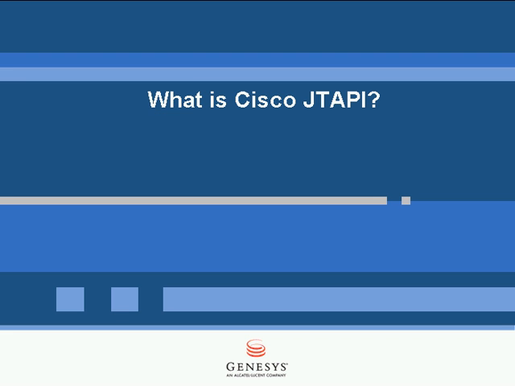First, let's look at what Cisco JTAP is. JTAP stands for Java Telephony API and is the main link used for Genesis to work with the Cisco platform. As is obvious from the name, the JTAP link is Java-based and will require that Java be installed on any host being used to run the TServer.